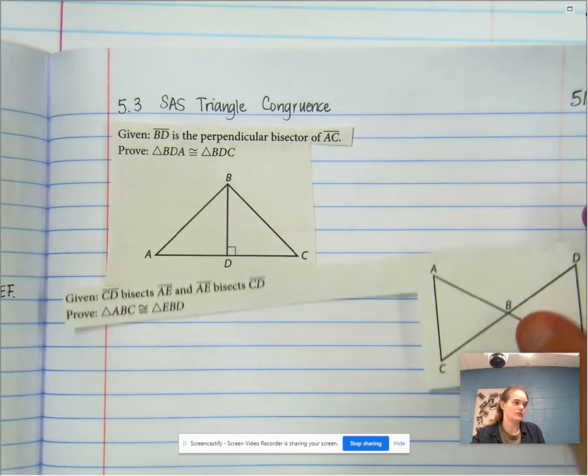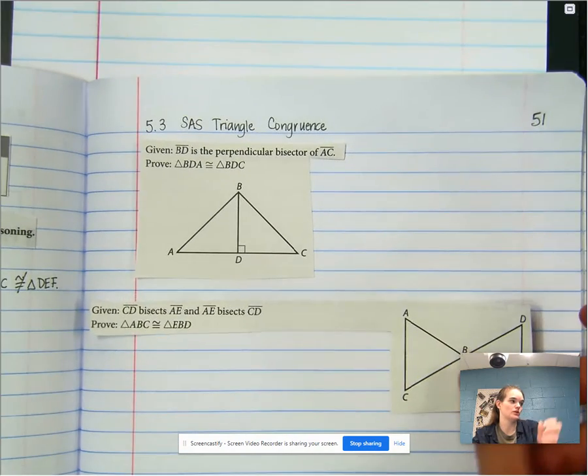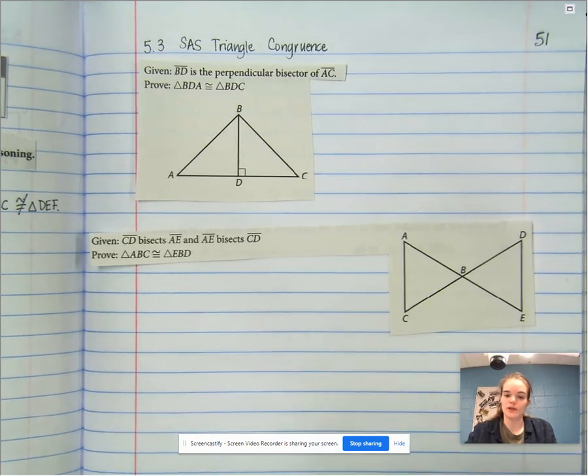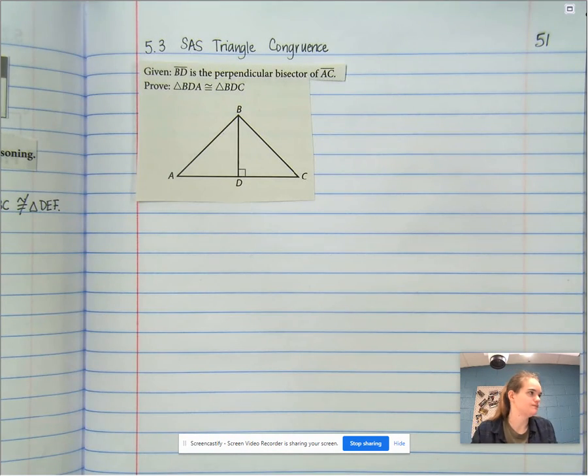Cut both of these out. This one and this one. I'm going to zoom out a little bit so you can see them both, but we're not going to glue this one in yet. Put that down. Okay? All right, but we are going to glue this one in. So go ahead and glue that one in.